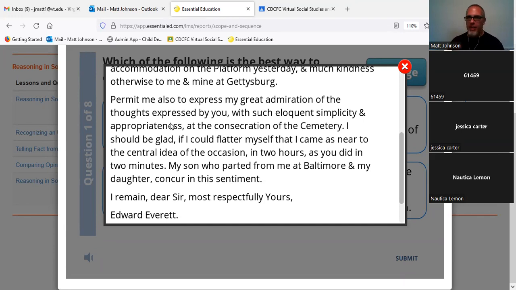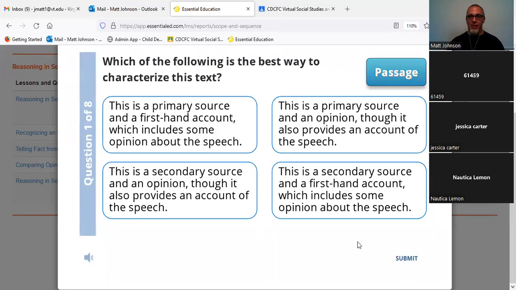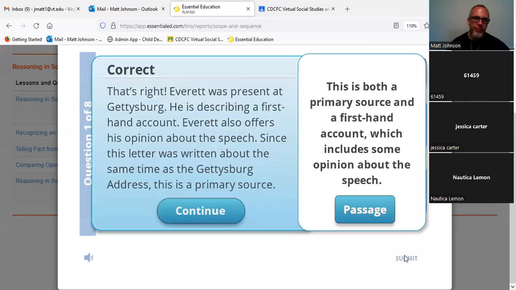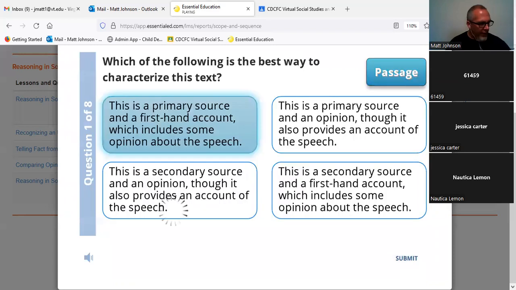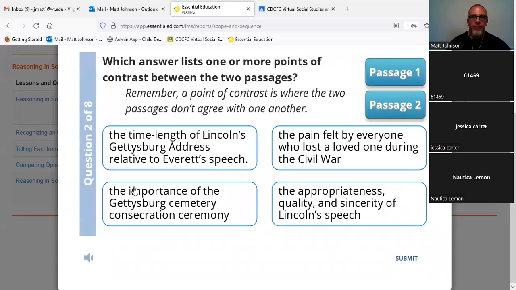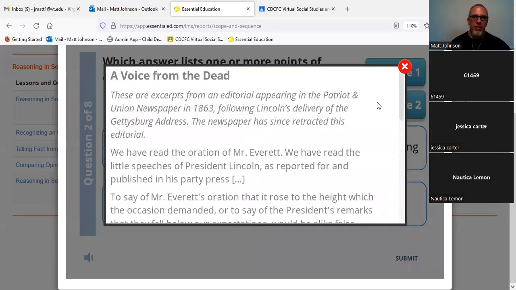Okay, so obviously that's his opinion of the Gettysburg Address given by Lincoln, and we'll get to contrast that in a minute with a different take. But this is a primary source, a firsthand account, and it includes some opinion about the speech. And then we have another passage.